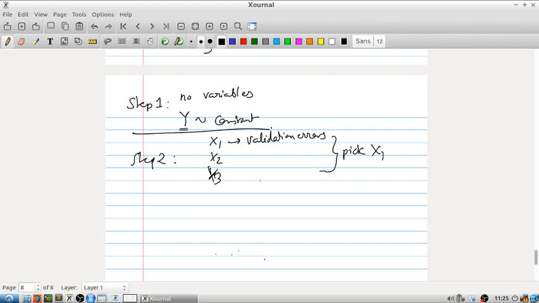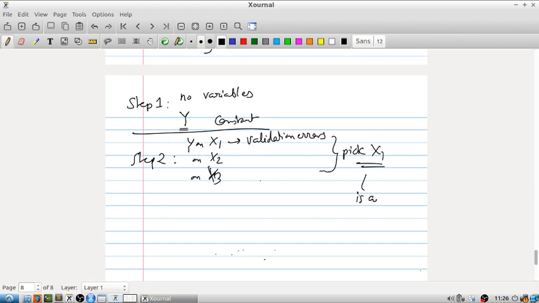So start with step two, which is consider each of the variables. There are only three variables in this example. So just regress y on x1, on x2, on x3. In a sense, consider the single subset version of the problem. Pick one of them, and then always, this is going to be in your solution.